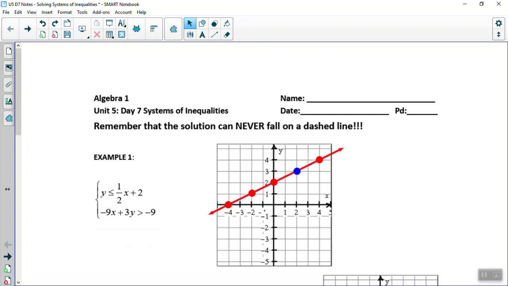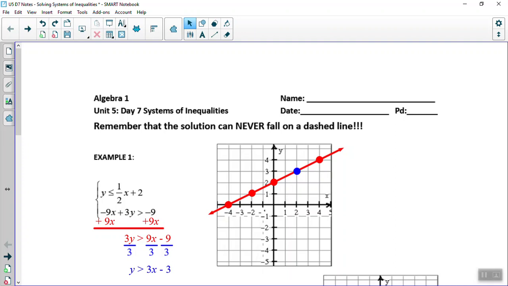All right, now this one's not quite ready to graph, so we need to rearrange it. Get y by itself. So we're going to add the 9x to both sides. And then we can divide everything by 3. And we're left with y is greater than 3x minus 3. So now we can go ahead and graph this line.